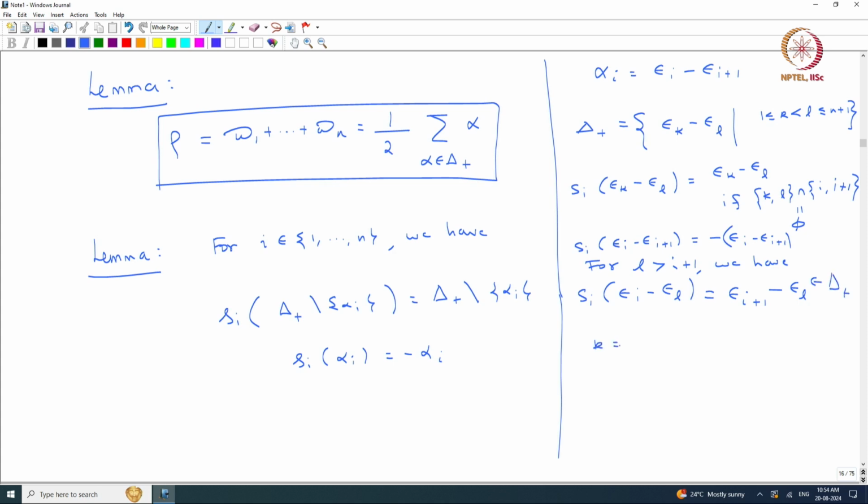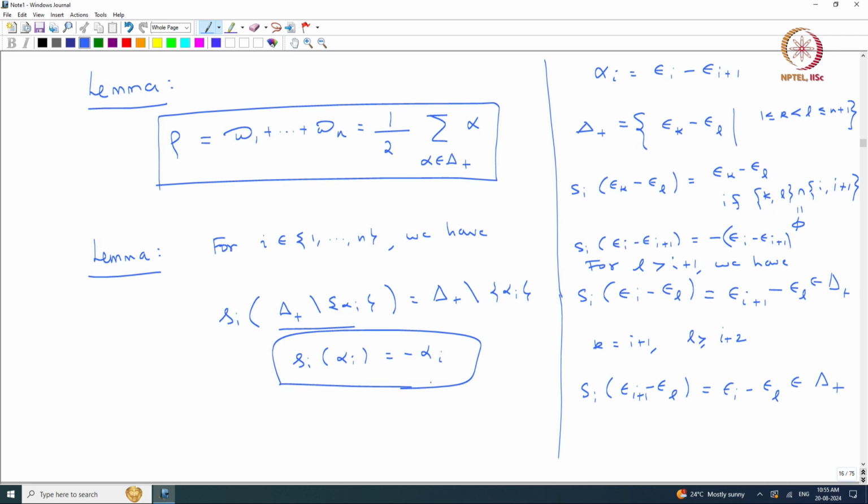Similarly, when k equal to i plus 1 and l is greater than or equal to i plus 2, obviously, we have s_i of epsilon_{i+1} minus epsilon_l is equal to epsilon_i minus epsilon_l. So, this is again inside delta plus. So, this calculation simply says that these positive roots other than alpha_i will be mapped to positive roots and alpha_i will be mapped to minus alpha_i.